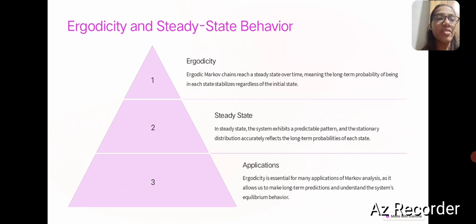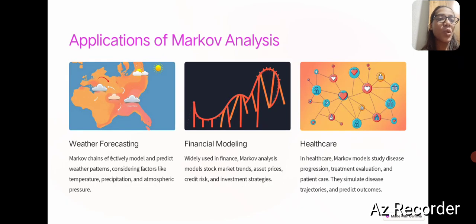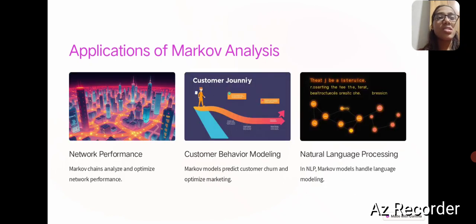Ergodicity is essential for many applications of Markov analysis as it allows us to make long-term predictions and study disease progressions, treatment evaluation, and patient care. Thus, simulate disease trajectories and predict outcomes. Applications of Markov analysis. First, we studied three. The fourth one is network performance. Fifth, customer behavior modeling. Sixth, natural language processing.